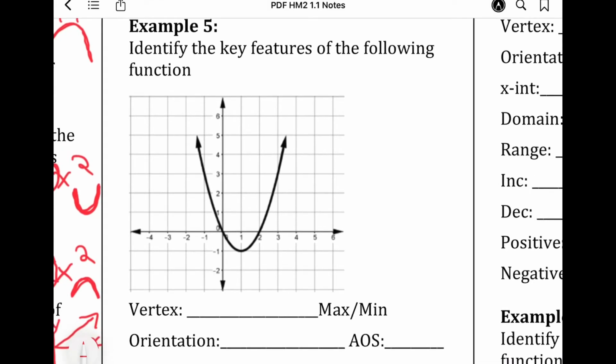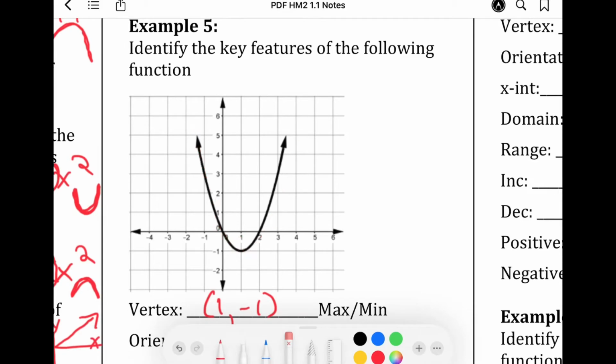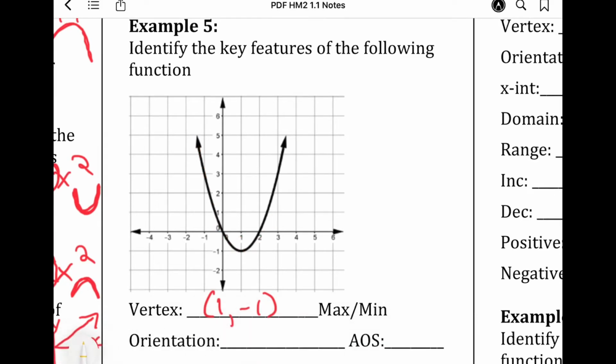If you're given this graph, where is the vertex? Well, reading left to right, we're going down, down, down, down, down, and at this point here, you change direction and start going up. So this vertex is located at (1, -1). Now, can we pinpoint our highest point or our lowest point?